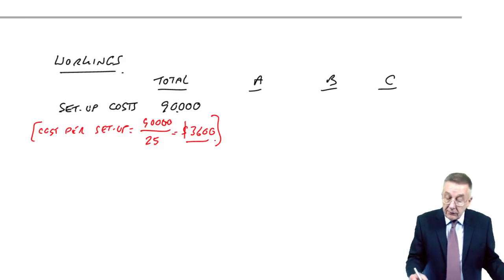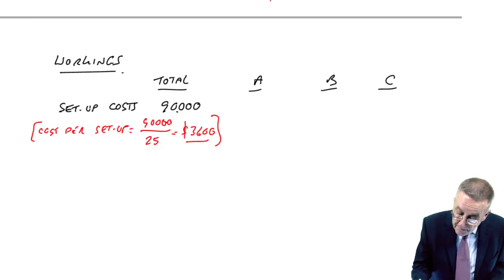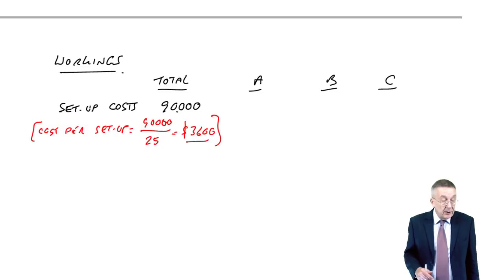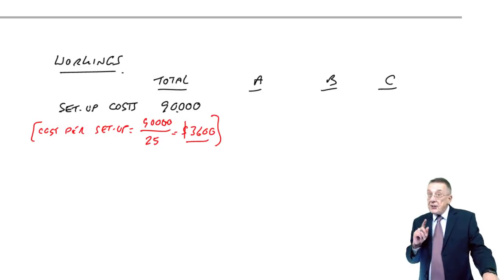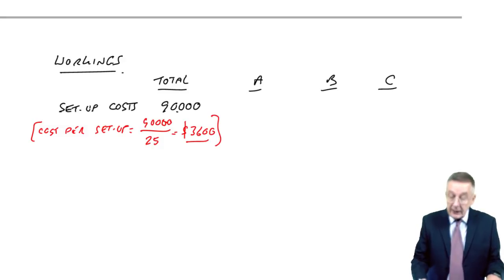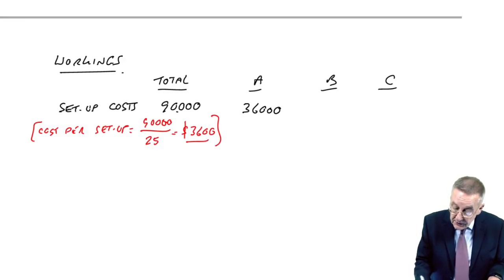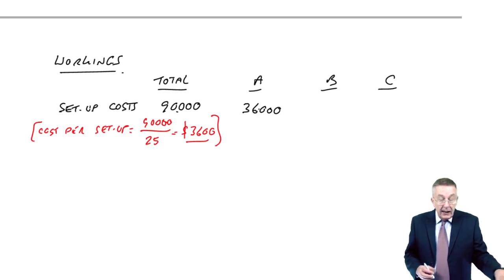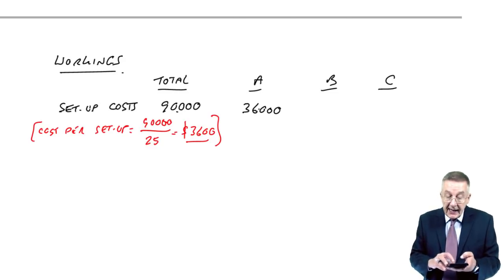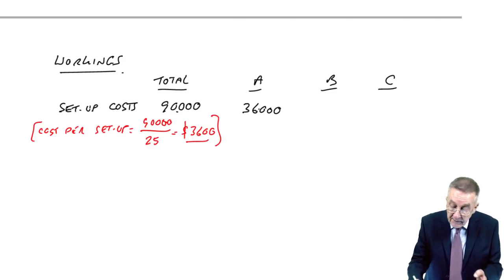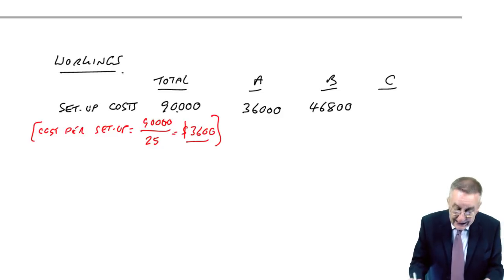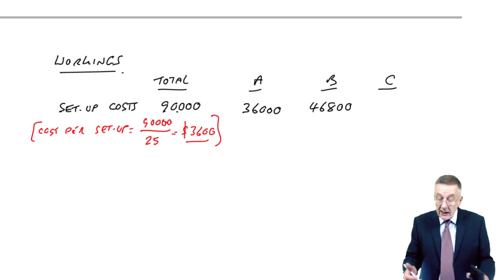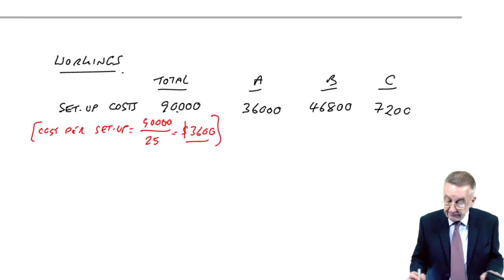And now let's charge it to the three products based on the number of times we're setting up for each of them. So A needs 10 setups, and at 3,600 each time, that's 36,000. We'll give that to A. Similarly, B needs 13 setups, so 13 at 3,600 each time is 46,800. And finally, C needs 2 setups. Well, at 3,600 each time, that's 7,200.